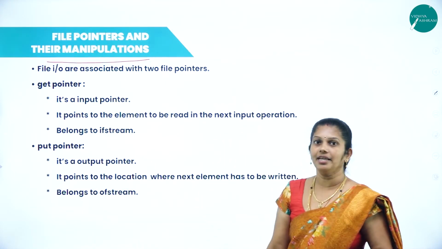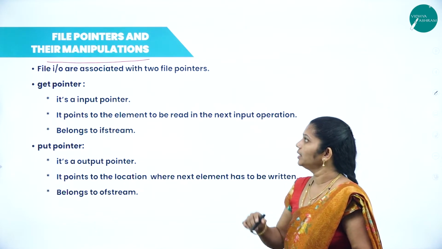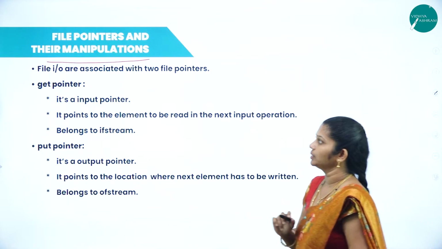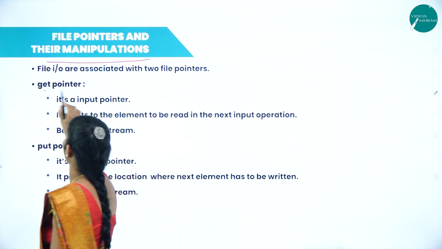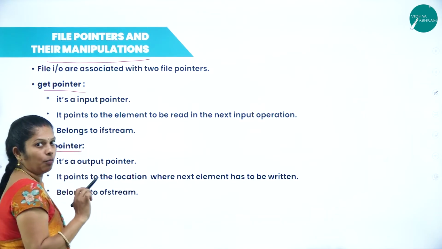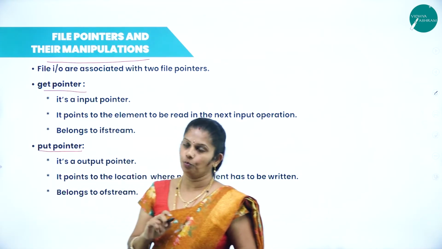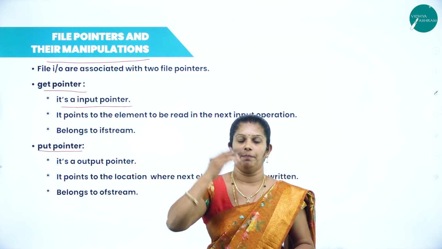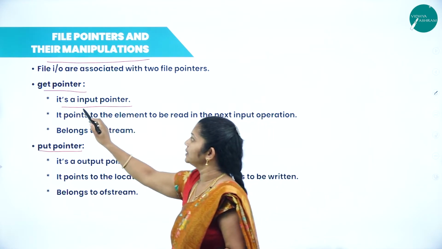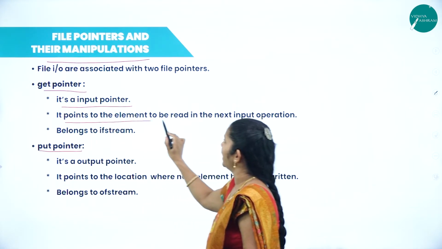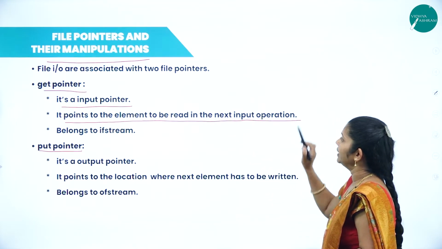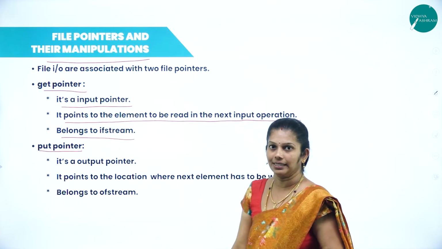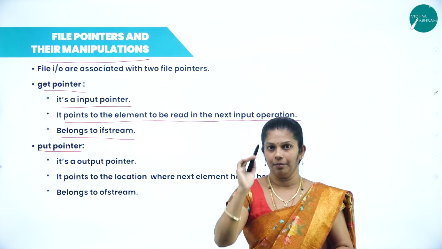Next, file pointers and their manipulators. File input and output are associated with two file pointers: one is the get pointer and the other is the put pointer. The get pointer is an input pointer. Get means input, for reading purposes. It points to the element to be read in the next input operation, and it belongs to the ifstream class. The get pointer is for reading: where exactly I want to read, it will point there.